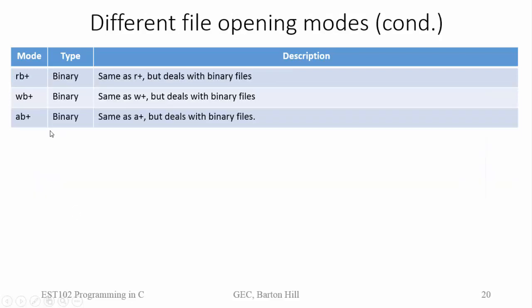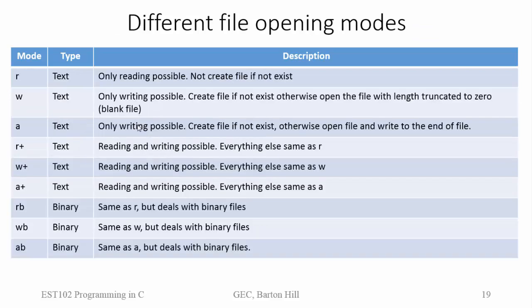Then another three modes are RB plus, WB plus and AB plus. They deal with binary files. The remaining concepts are the same: RB plus is similar to R plus, WB plus is similar to W plus, and mode AB plus is similar to A plus. So they all have the same concept. Remember these concepts, the 12 file opening modes that we have. Okay, thank you.